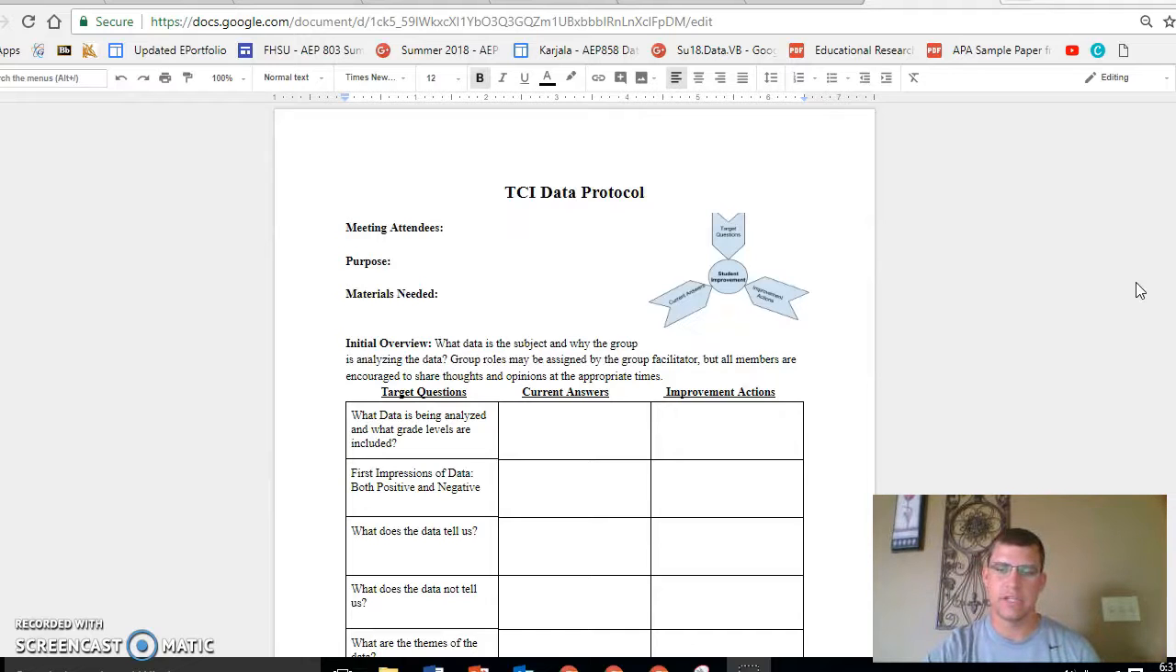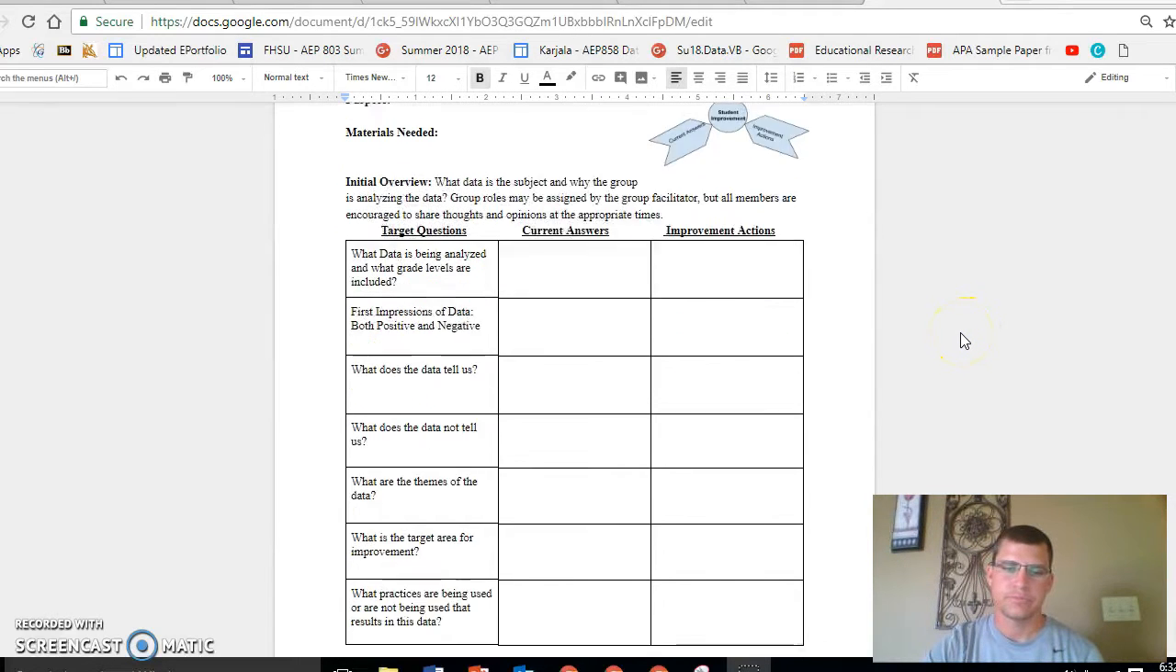So basically the facilitator is going to give a basic overview or summary of why the group is meeting. Group roles may be assigned by the group facilitator, but all members are encouraged to share thoughts and opinions at appropriate times. So we definitely want to encourage collaboration within this meeting.